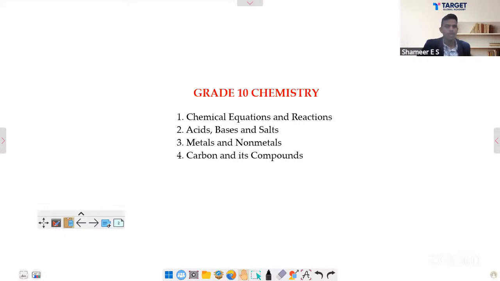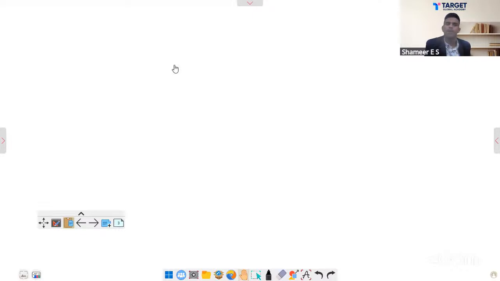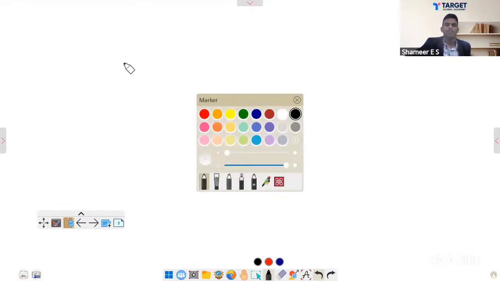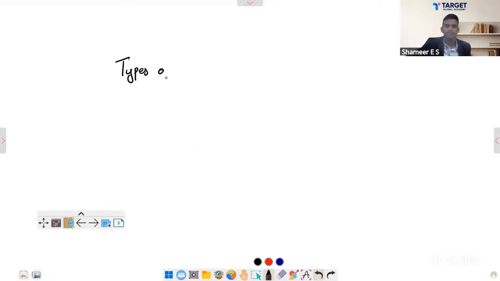So what is new with chemical reactions and equations? Basically, if you are focusing on the CBSE board exam, they will simply ask the types of reaction as well as the balancing of the reaction from this chapter. So two things are highly important: types of reaction and balancing of reaction.